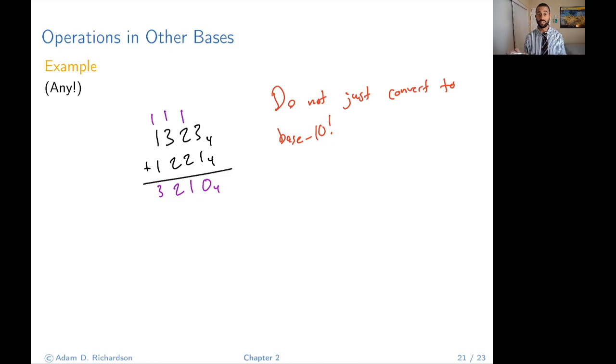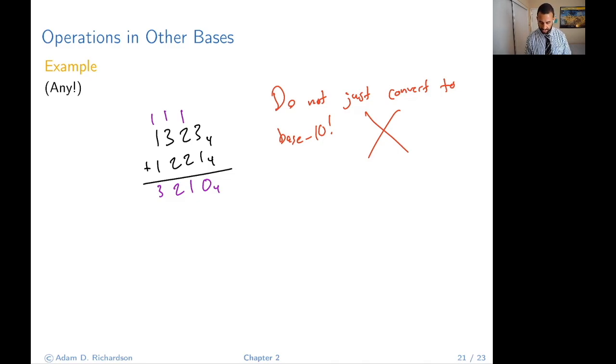Yeah, so what I don't want you to do is convert both numbers to base 10, add them together, and then convert them back to base 4. No, that's not what you want to do, because if you're doing that, then you really don't understand numeration systems that well. And that's a key skill that you need as a teacher, and frankly, as a human being, I would say, being able to understand numeration systems. So make sure that you don't just convert to base 10.